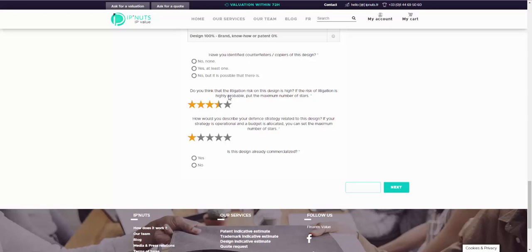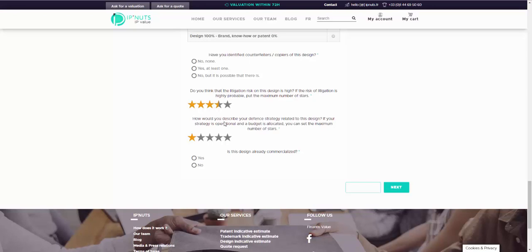Okay, you select the one that fits your situation. Do you think that the litigation risk on this design is high? If the risk of litigation is highly probable, you put the maximum stars, and if the risk of litigation is very low, you can put half a star or 1 star. It's up to you, considering the situation you are in.